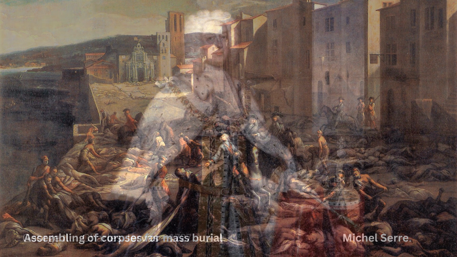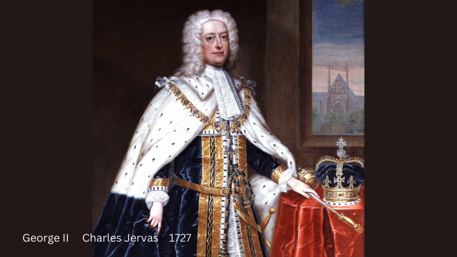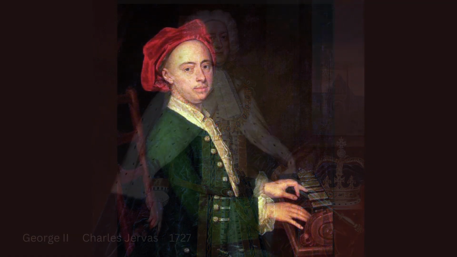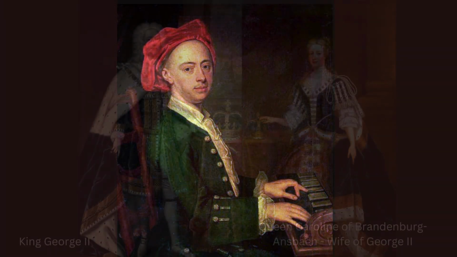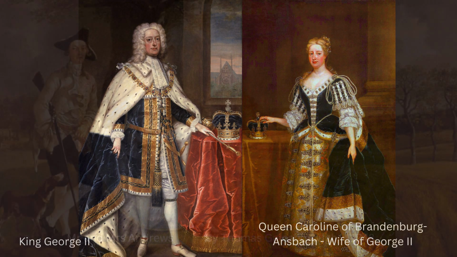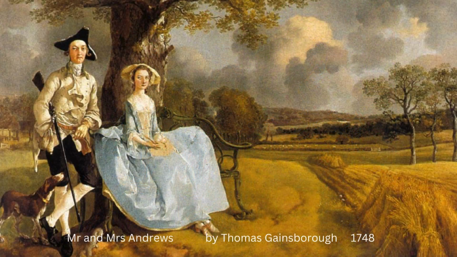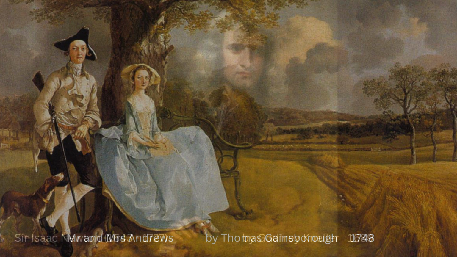George I died in 1727 and was succeeded by his son, George II, the second Hanoverian King of England. Handel, the German composer, composed the iconic Zadok the Priest for George II's coronation, a tradition continued by every subsequent British monarch. This year also marked the birth of the artist Thomas Gainsborough and the death of the renowned scientist Isaac Newton.